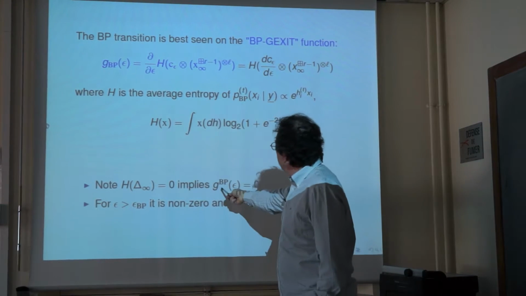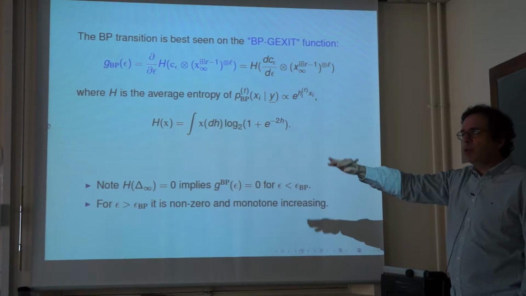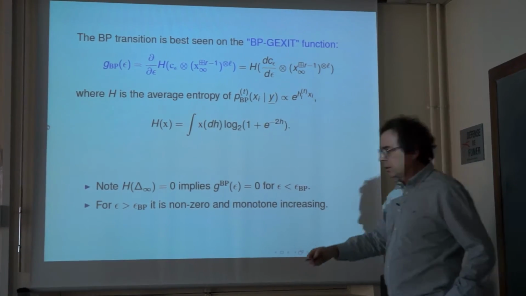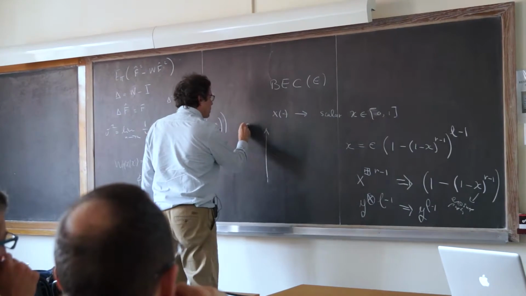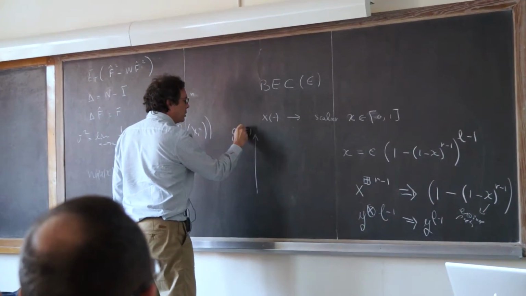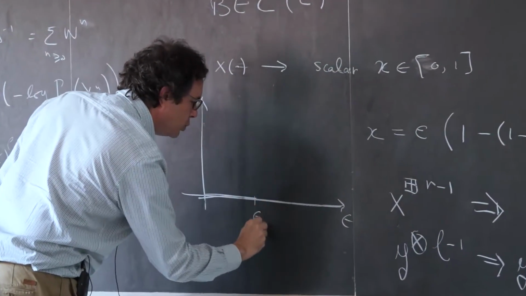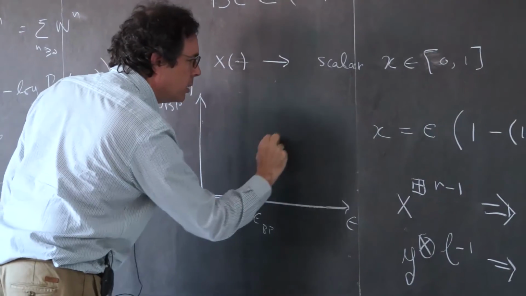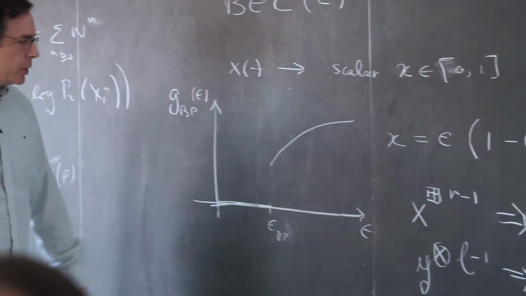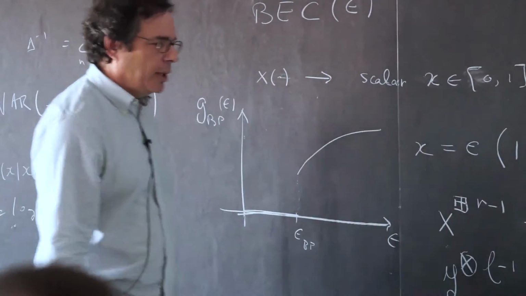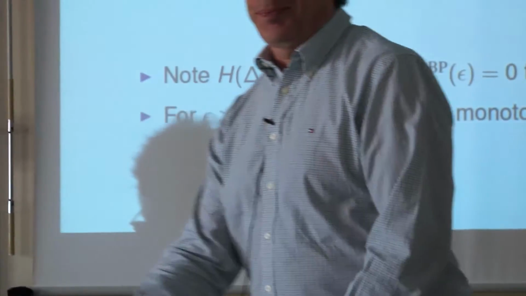So this implies then that the BP EXIT curve is flat, it's 0 up to the belief propagation threshold. Okay, so you have this GBP of epsilon as a function of epsilon, that's 0 up to epsilon BP, and then maybe it jumps, maybe it doesn't jump. I don't care for the moment. Typically, it will jump, and it does something, and one can also show it's monotonous with noise. Yes?